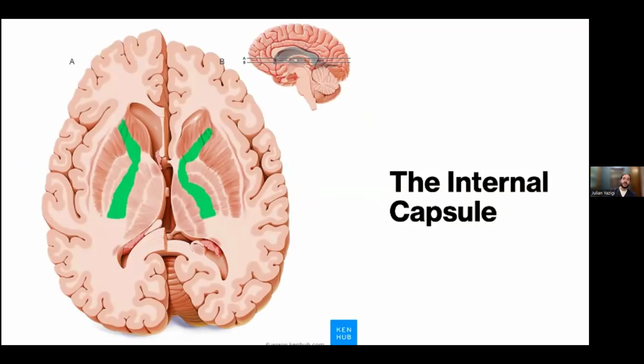The internal capsule is a compact white matter structure that carries nearly all ascending and descending projections between cerebral cortex and subcortical structures. Conceptually speaking, it's a bottleneck because the fibers converge to form the corona radiata, traverse it, and then diverge into brainstem pathways and thalamic radiations. Clinically, the concentration explains why very small lesions can produce very dense deficits. The internal capsule can be divided into the anterior limb, the genu, the posterior limb, retrolenticular part, and sublenticular part.